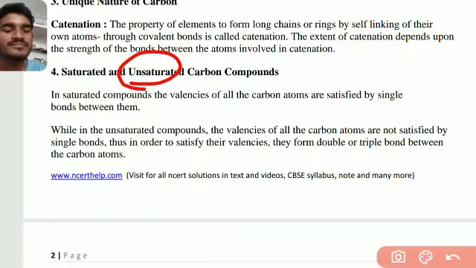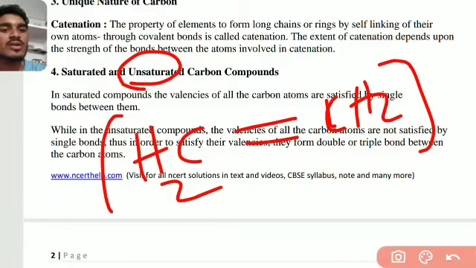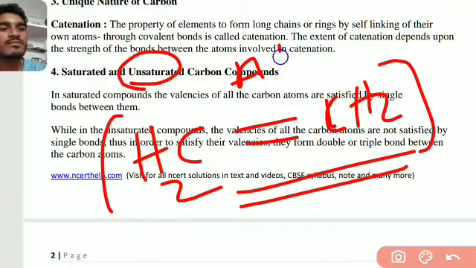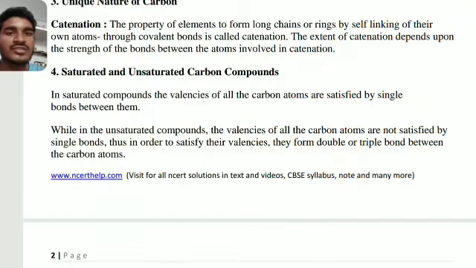Next, now see unsaturated compounds. Unsaturated compounds means it can't be satisfied with the single bond. It is only satisfied with double bonds. Okay, double bonds. Here C2H4, ethylene is the best example. Means alkene is the best example for the unsaturated compounds. These are the unsaturated compounds. It cannot be satisfied with a single bond, only satisfied with double bonds. That's what we call unsaturated compounds.